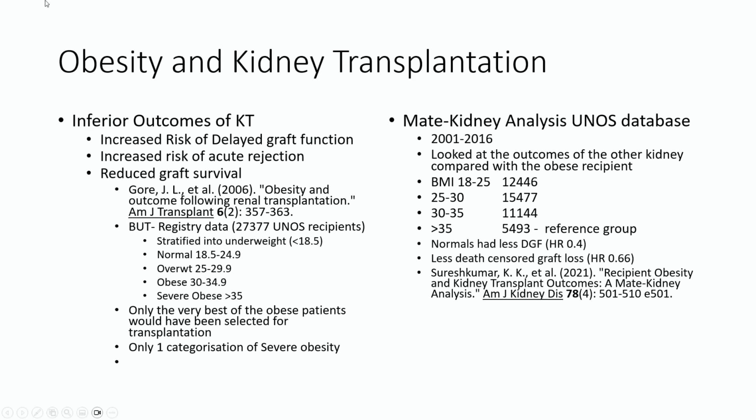This paper from Gore in 2006 was based on UNOS data, registry data, and categorised 5 groups of patients according to their weight. But at that time, a lot of units in Australia, and I think the US as well, were excluding obese candidates from transplantation. So you can imagine the selection bias if you're using that same registry data to tell you the outcomes.